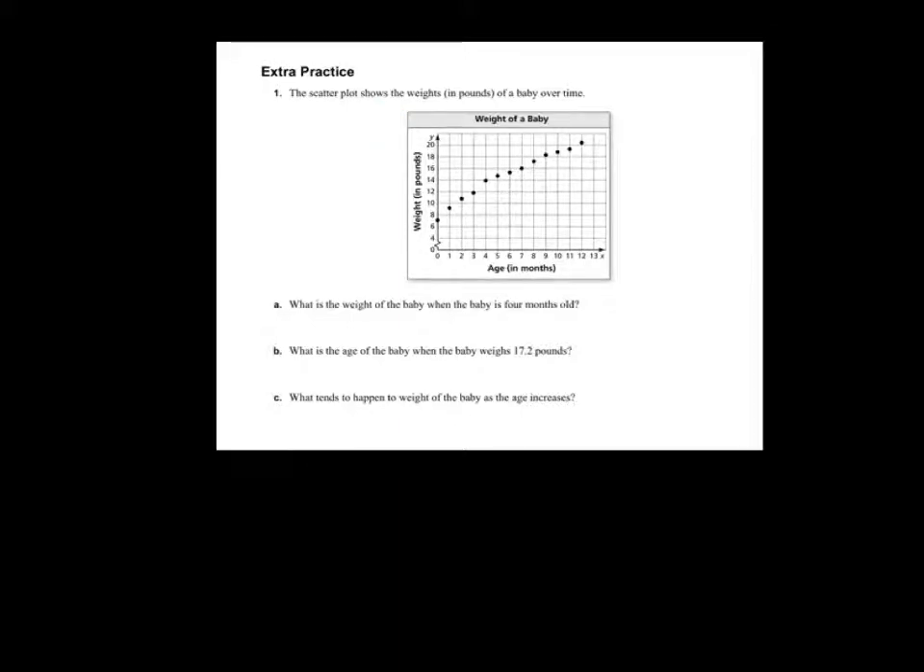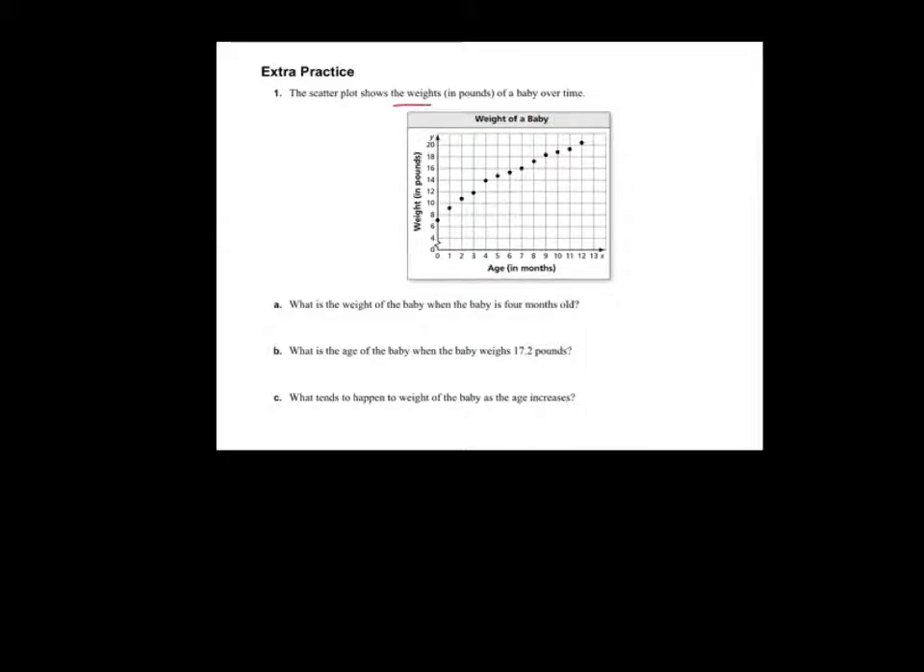So we are focusing on data that tends to follow a linear type relationship, and that's what's going to allow us to draw a line of best fit. Here we reviewed just reading a scatter plot in order to answer questions. The first thing that this tells us is that this scatter plot is showing the weight in pounds of a baby over time.